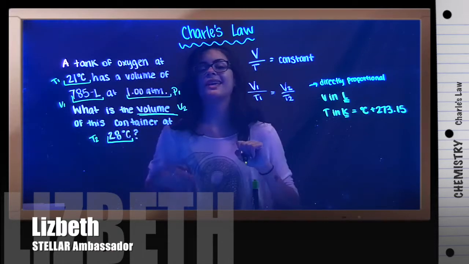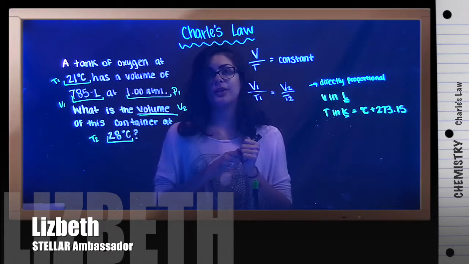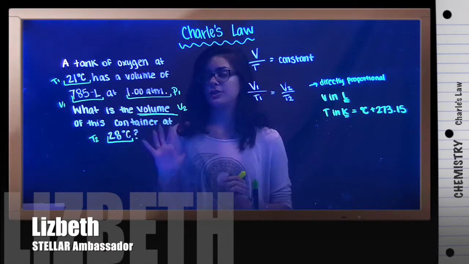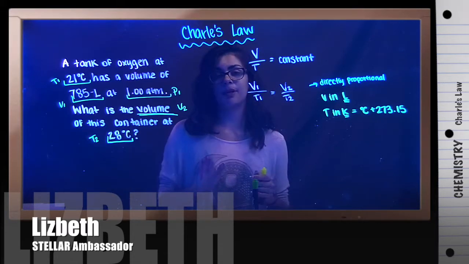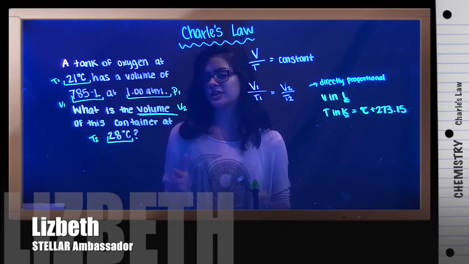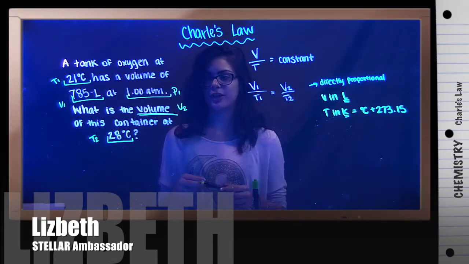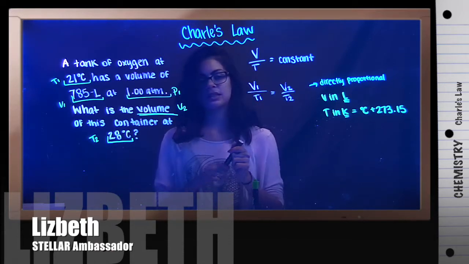Notice they didn't give me a P2. They didn't give me another pressure. So that's how I know that I'm going to use Charles's law, because you can't solve for two unknowns. So you might see T1, V1, P1 and automatically think combined gas law. But that's not the case here. Just because they didn't give you a second pressure and they're asking for the volume, you can't solve for two unknowns at once. So let's go ahead and plug in those values that they gave us.